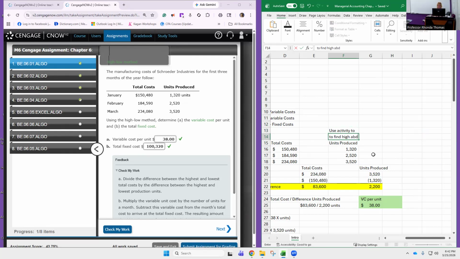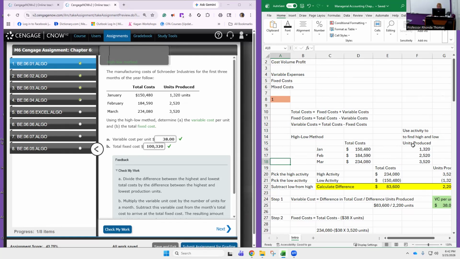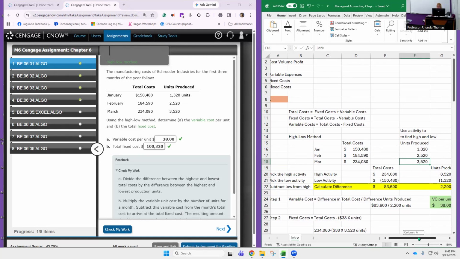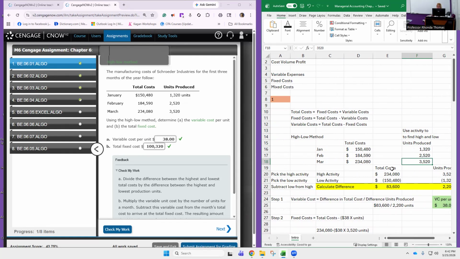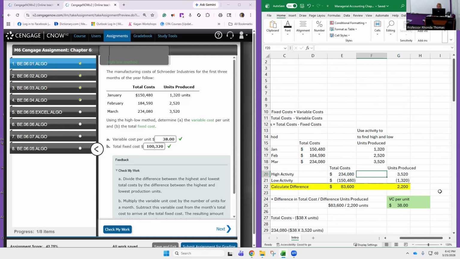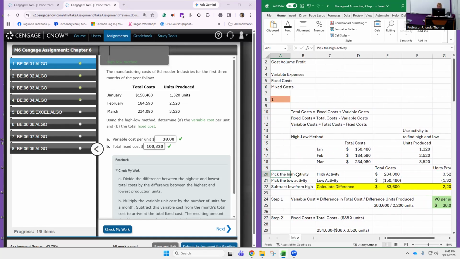Okay, and it just so happens that once you find the activities, then you would plug in their costs. So here we are. Use activity to find high and low. So if we look here, our biggest one is 3520. So in the high activity, I'm going to put the total costs of $234,080 and the units produced 3520. Now it says pick the high activity. That's what we did. Now pick the low activity.